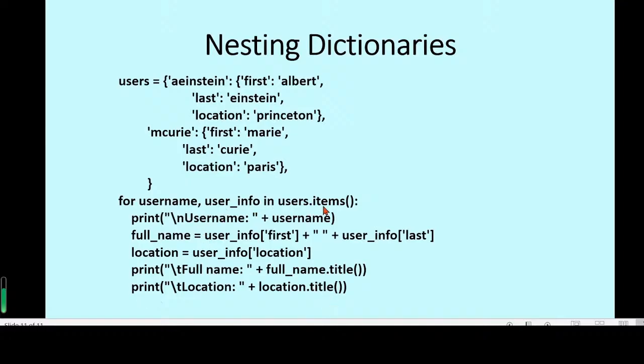For the for loop, first use the items method on the users, the main dictionary. Then items will get the username and user info pairs. Then print a message. Then we create a variable called full_name. User info is a dictionary. User info's first name plus user info's last name, concatenated with a space. Then location is user info's location value. Next, we can print a message with the full name and the location, title form.